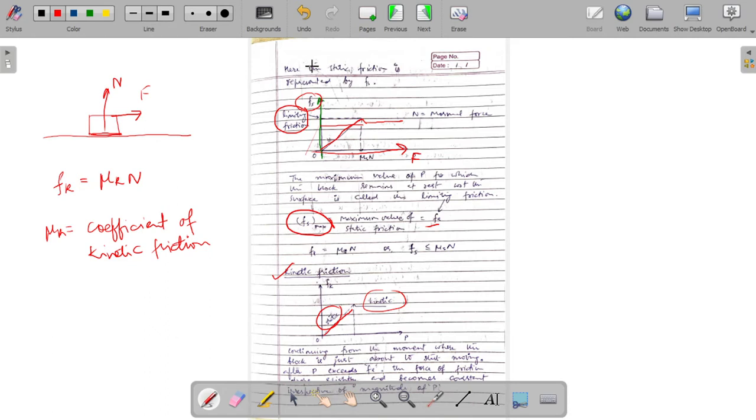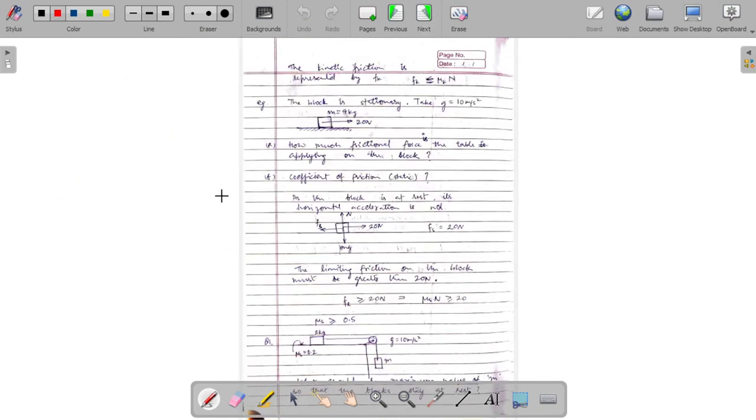Okay, so let us move ahead. That is what we are given: kinetic friction Fk is equal to mu k into N. That is what we wrote, the coefficient of kinetic friction. So let us start with some examples. A block is stationary, and we have to take g equal to 10 meter per second square. The mass of the block is given as a 4 kg block.